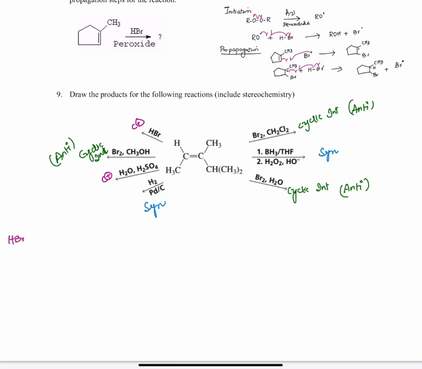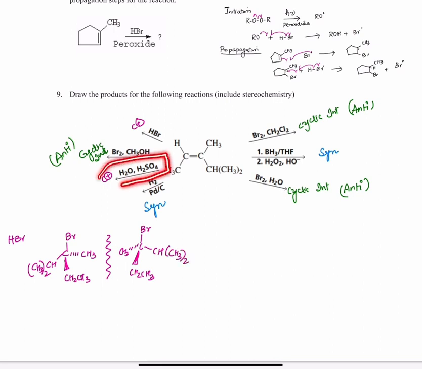So with HBr, this is one of the products that is obtained, and the other product is simply going to be the mirror image of this. Now let's go on to the next reaction.